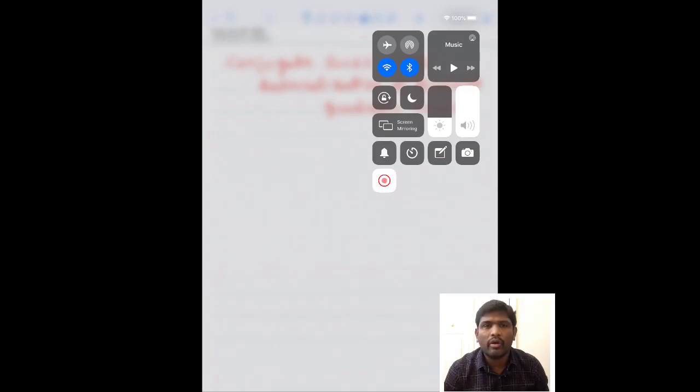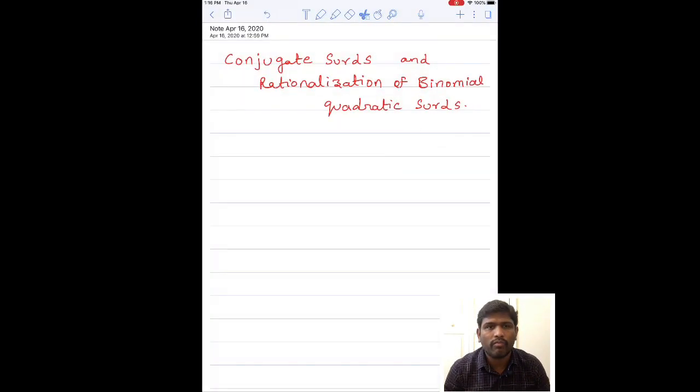Today we are going to learn one of the most important topics: conjugate surds, and how to rationalize the binomial quadratic surds. So, what are conjugate surds? The sum and difference of two simple quadratic surds are called conjugate surds.